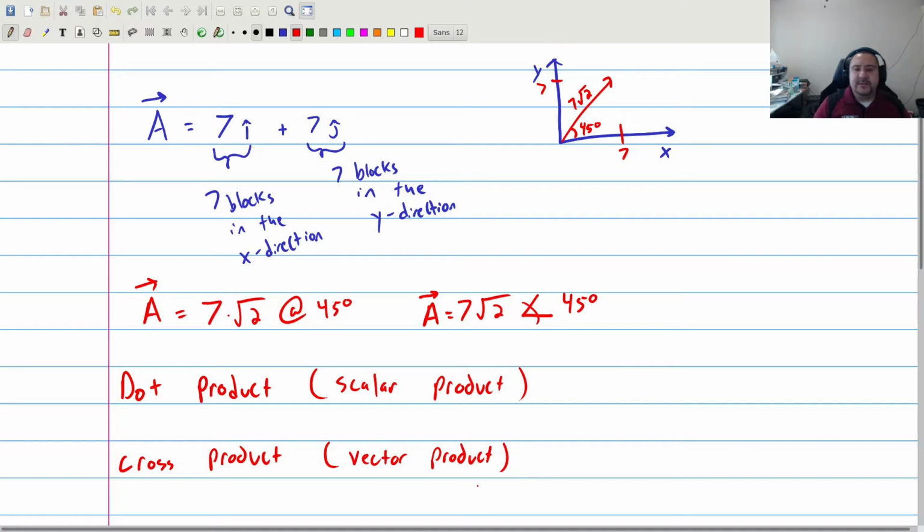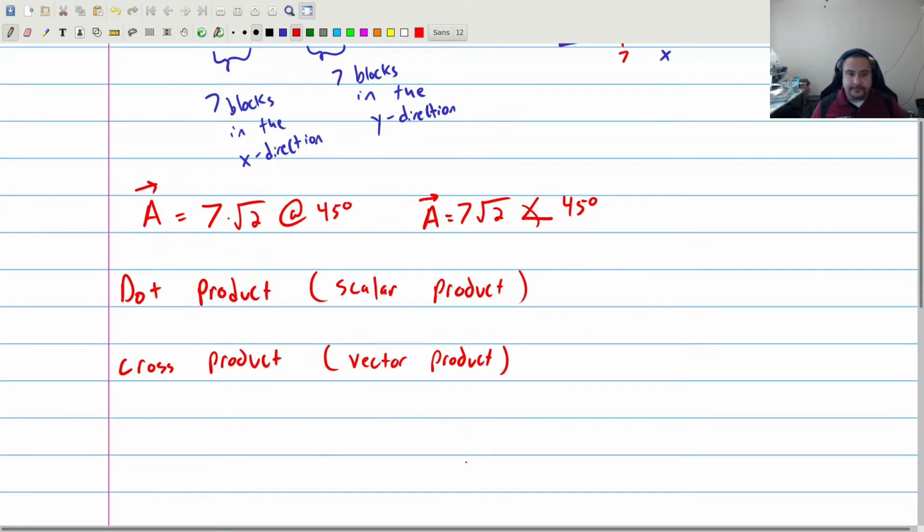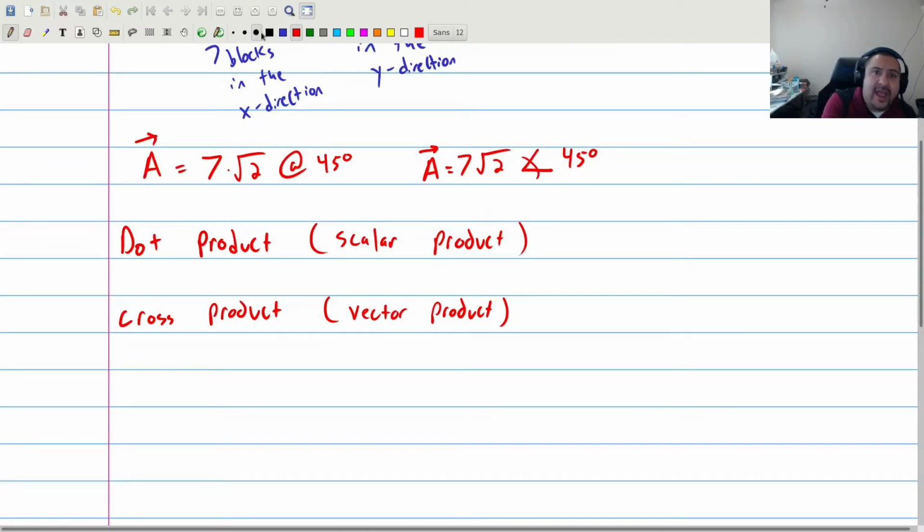So what does this mean? Well, these are ways of multiplying vectors. If you use a dot product, you can multiply two vectors and get a scalar. That means your end result will not have any direction. If you use a cross product, on the other hand, you will get a vector. That means your end result will have a direction. So let's talk about how to do each of these.